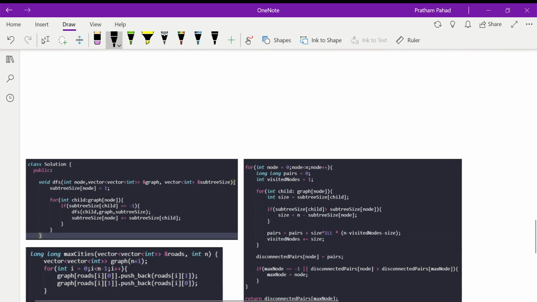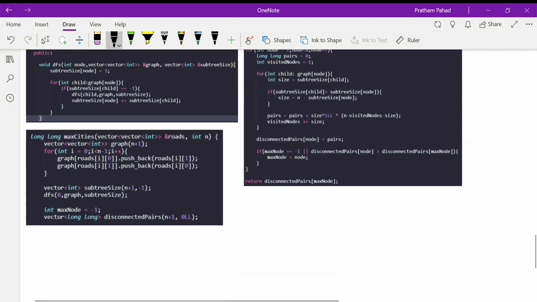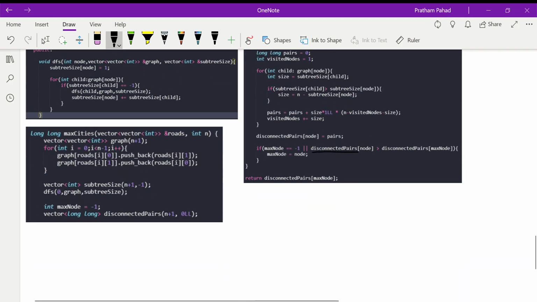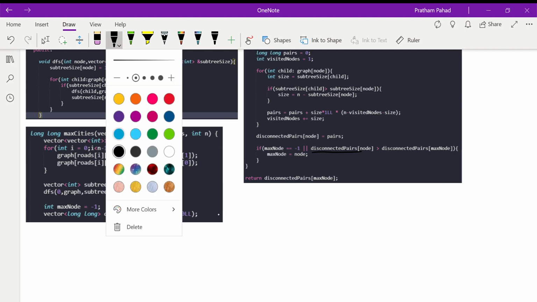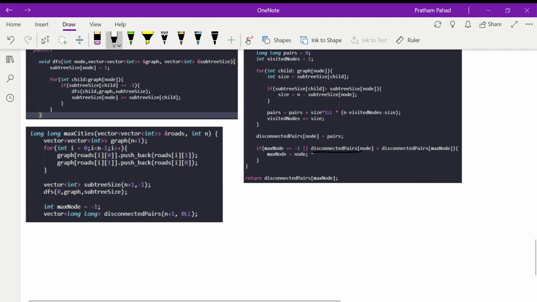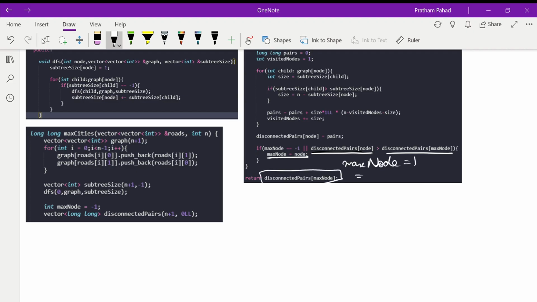At last we'll calculate, if disconnected pairs of node is greater than disconnected pairs of max node, then max node equals node. So now our max node will be updated to 1. At last we'll return disconnected pairs of 1, which will be returning 6.